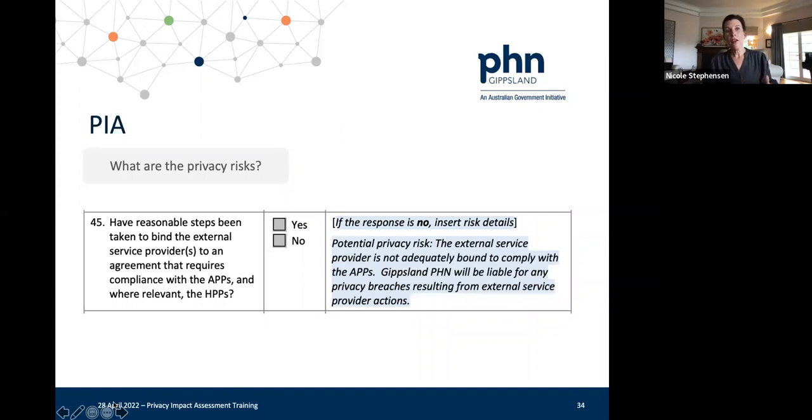But also we have, 43 questions later, another area where privacy risk might come up. And these certainly aren't the only two by any stretch, but this is just to give you an idea.